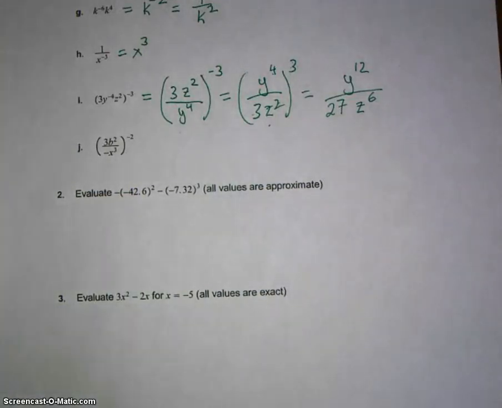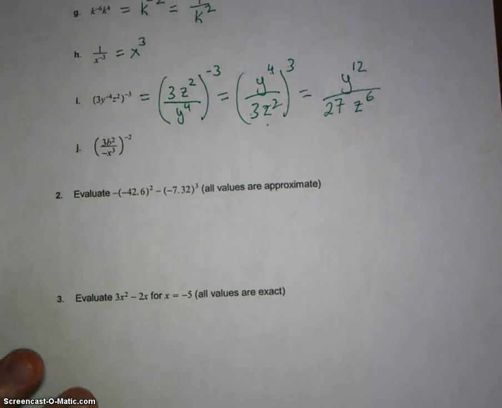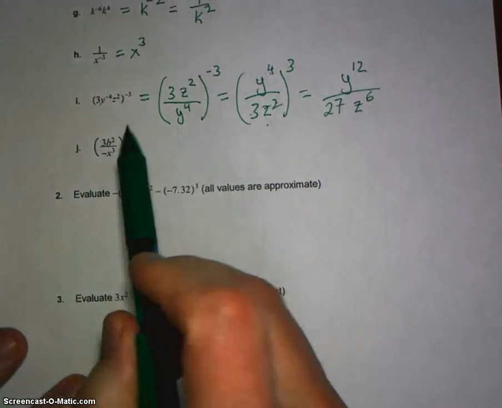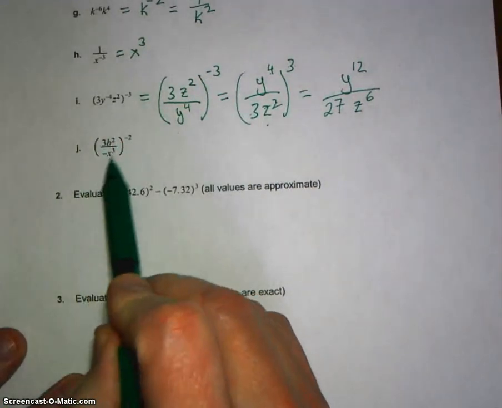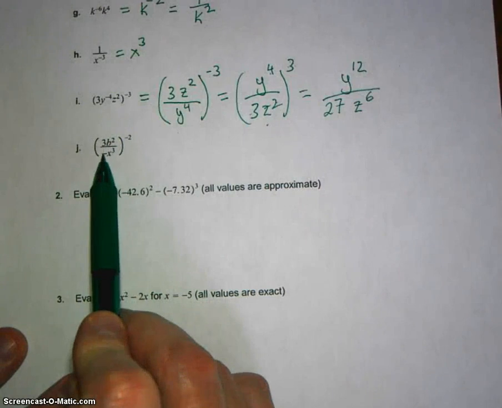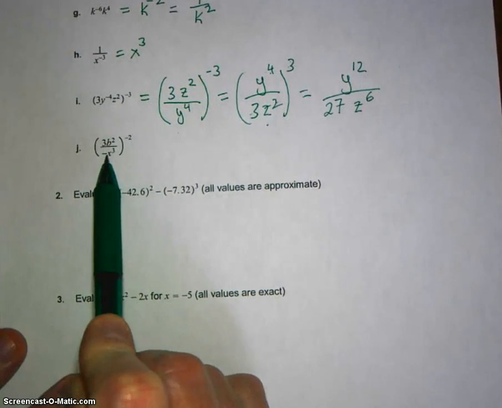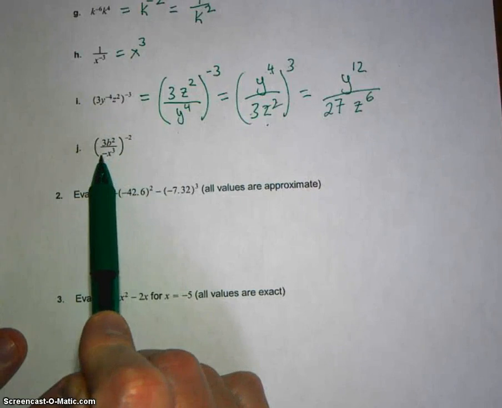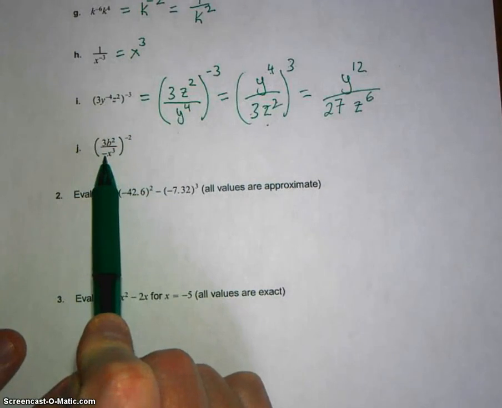All right, finishing off 14.A. Question J. There's really nothing I can do inside the parentheses. Be careful of this minus. This minus is just a negative. It's not up here in the exponent, so this minus doesn't move anything.